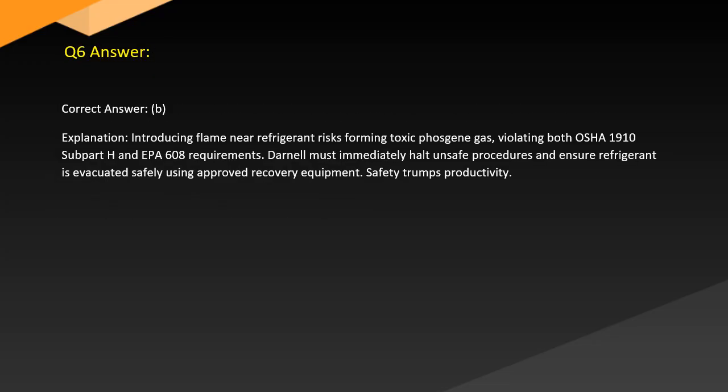Answer. Correct answer B. Explanation. Introducing flame near refrigerant risks forming toxic phosgene gas, violating both OSHA 1910 Subpart H and EPA 608 requirements. Darnell must immediately halt unsafe procedures and ensure refrigerant is evacuated safely using approved recovery equipment. Safety trumps productivity.